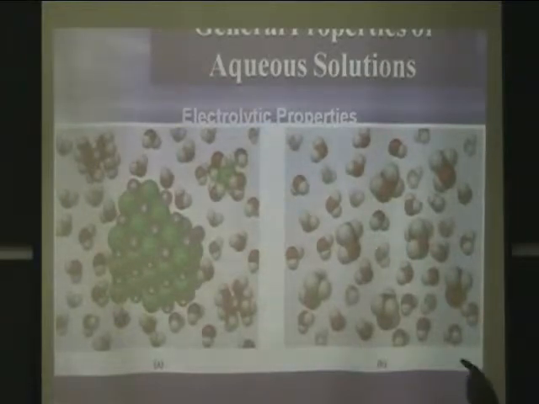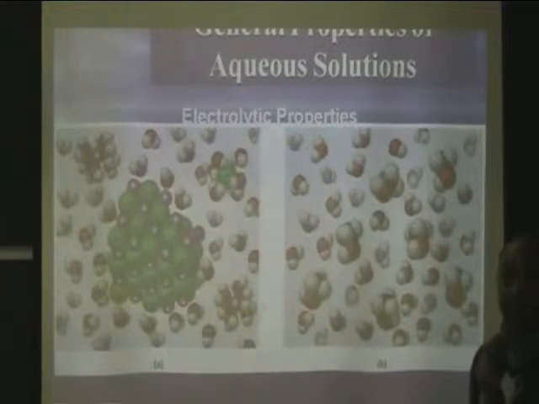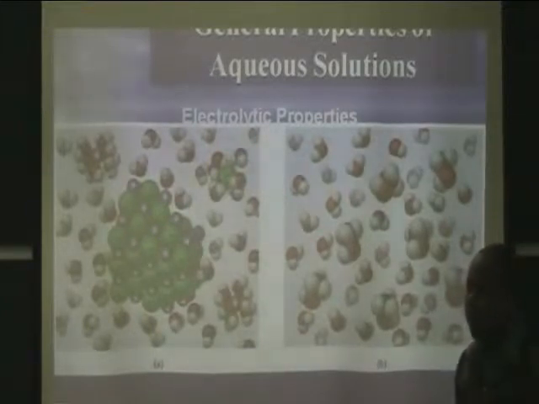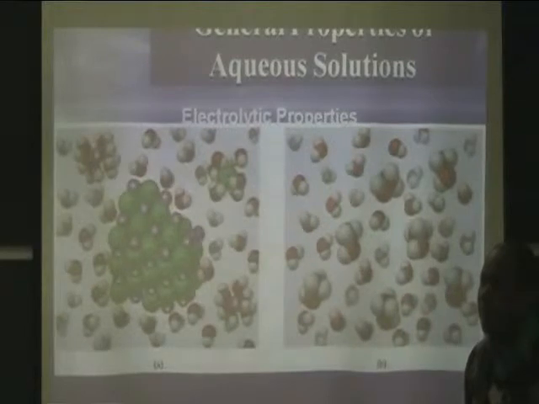The negative end, the chloride ion, is going to be attached to the positive end of the water, the hydrogen. The positive sodium ion is going to be attached to oxygen, because oxygen is partially negatively charged. Yes? So what you're saying is if it's a non-electrolyte, then you can't pass an electric current through it? Yes. It won't.